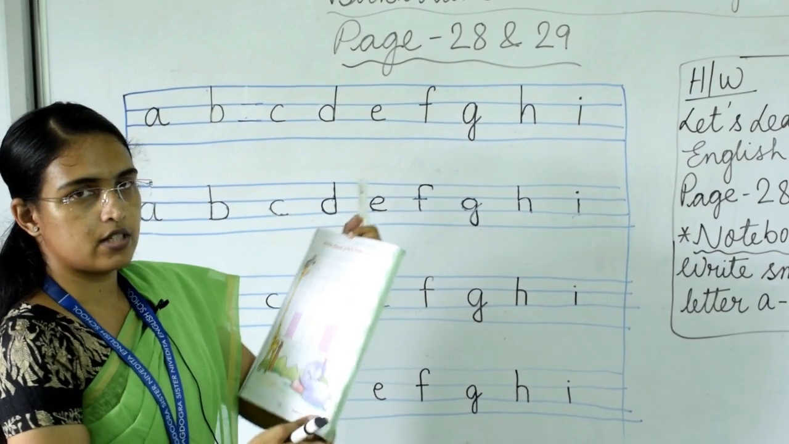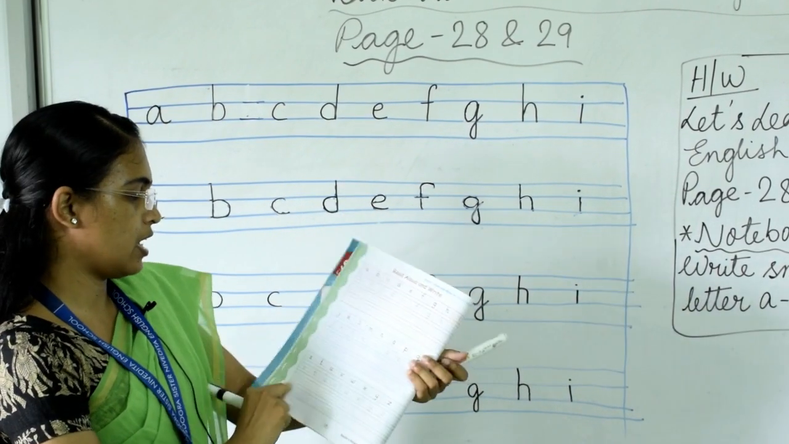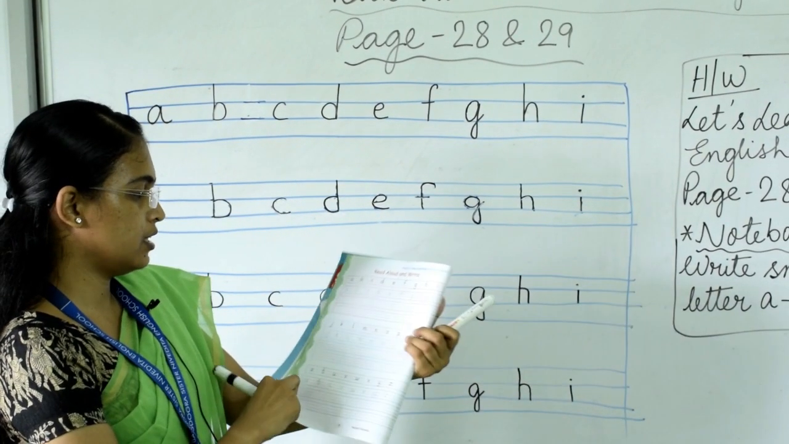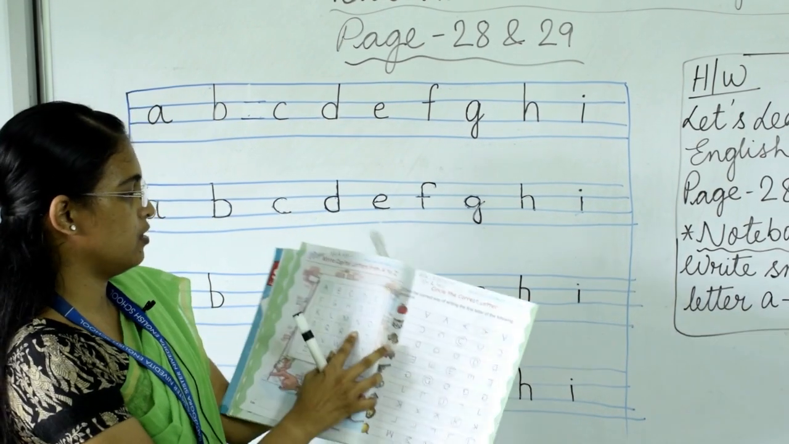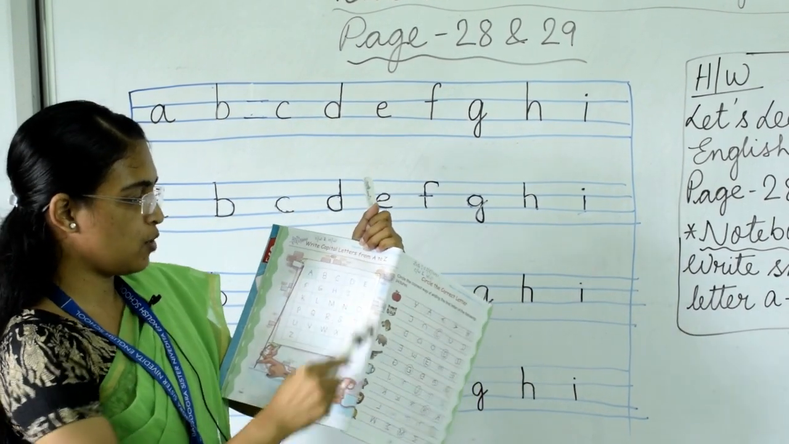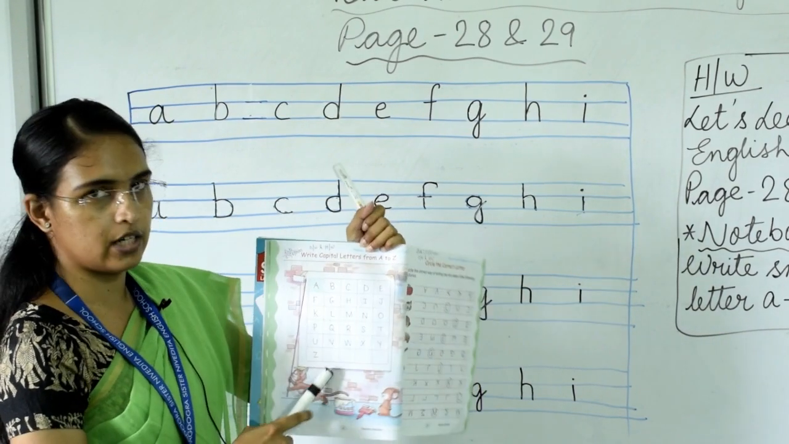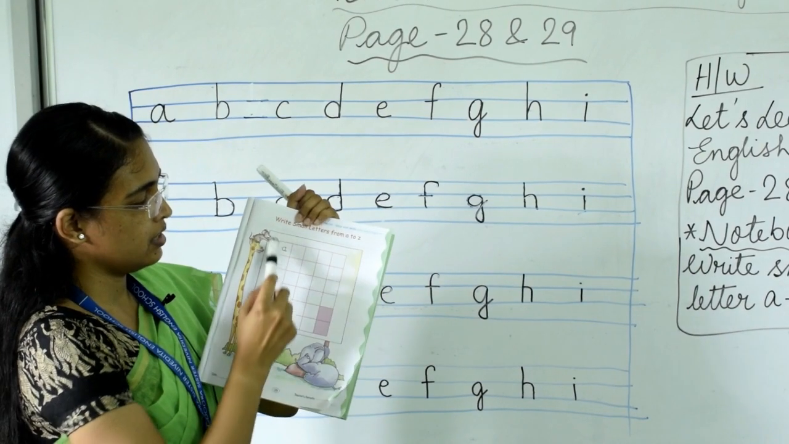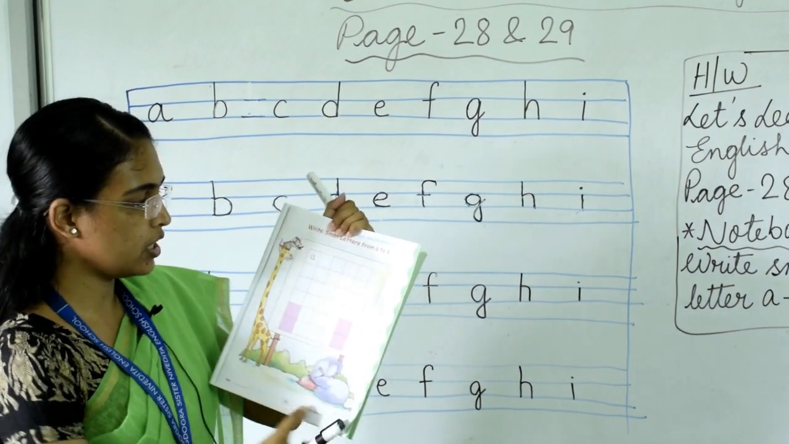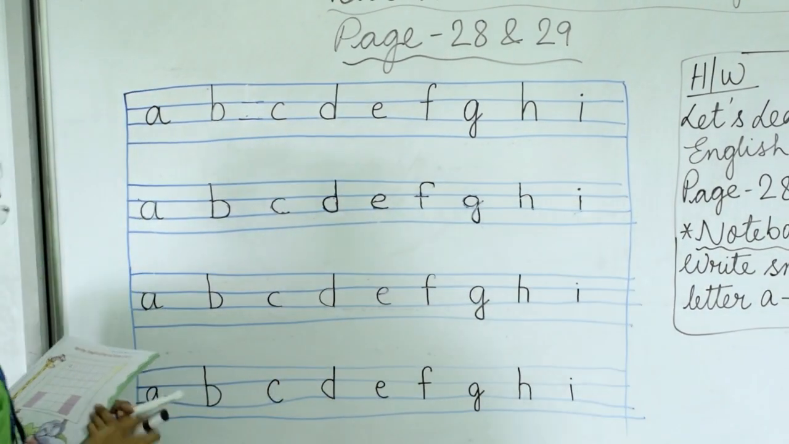Now in our previous class we have written the same thing, but we have written in capital letters. This one. In this box we have written in capital letters, right? So today we are going to write in small letters. Okay. So how will you write in small letters?